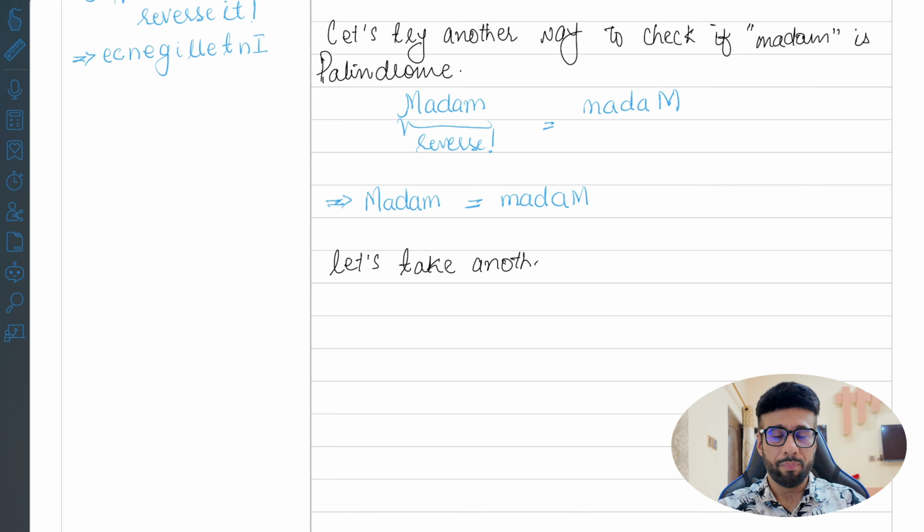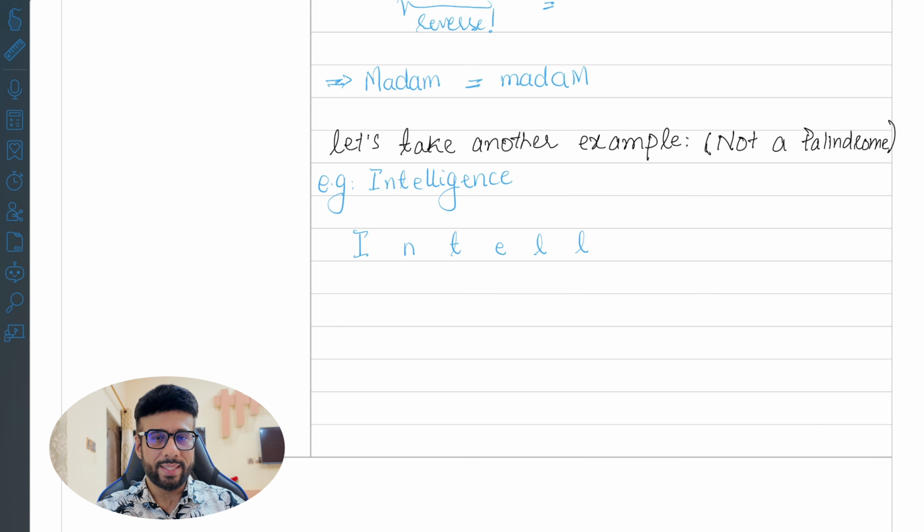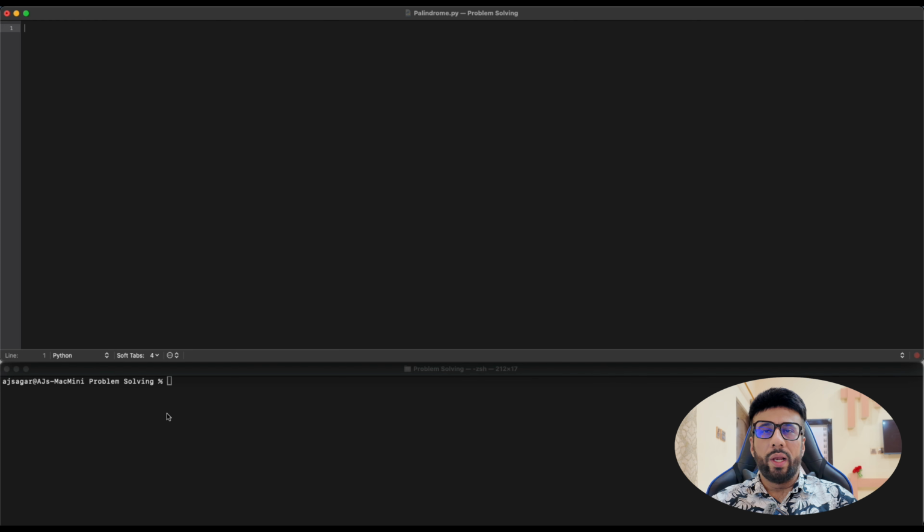Let's try a word that is not a palindrome. For example, intelligence. Start with the first letter I and compare it with the last letter E. They are not equal, so there is no need to continue the comparison, as the first condition failed and intelligence is not a palindrome. We'll convert our dry run into code and refactor later if needed.